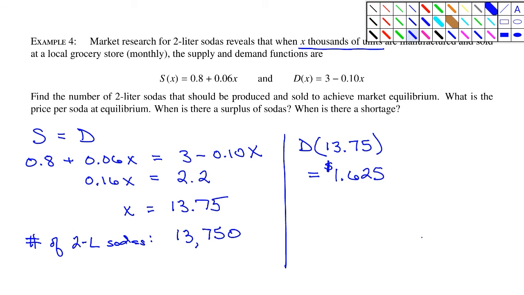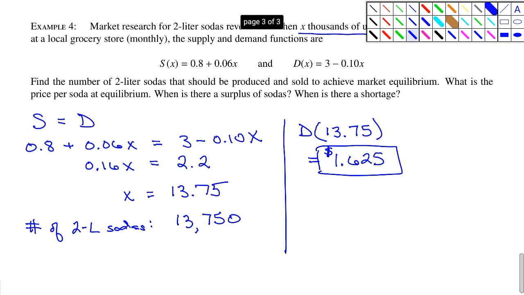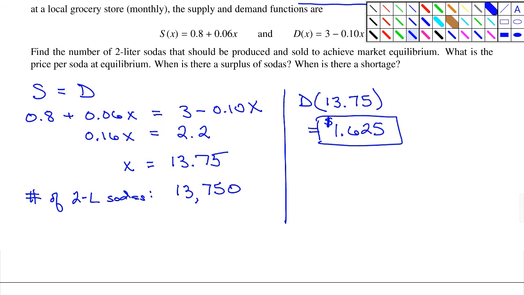So that's the equilibrium price for 2-liter sodas. That's actually about right too, I think. Maybe it's a little high. That's okay. I know personally I like to buy Dr Peppers when they're on sale, but that's okay.